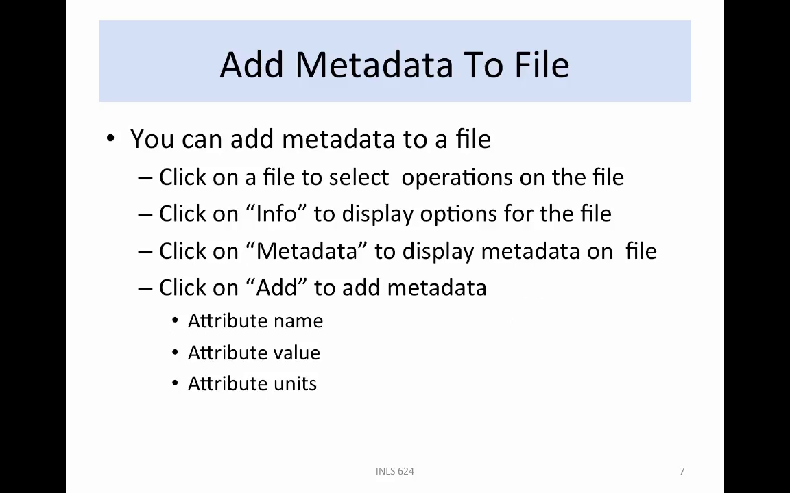You can add metadata to an individual file. The steps are similar to adding metadata to a collection. Click on a file to select operations on the file. Click on Info to display options for the file. Click on Metadata to display the metadata on the file. Click on Add to add metadata to the file. Note that you specify the attribute name, attribute value, and attribute units or comment.